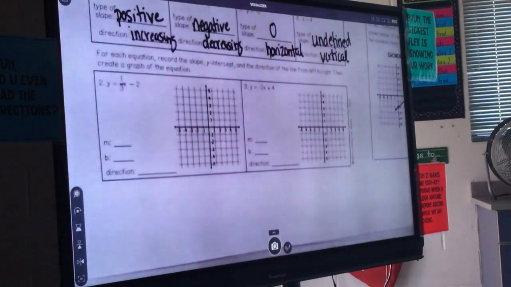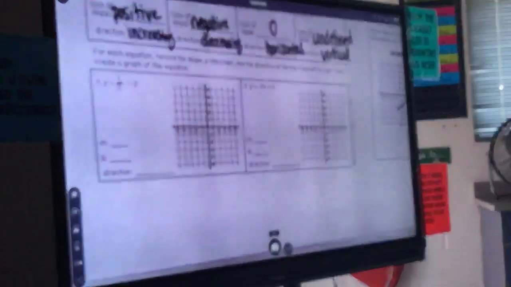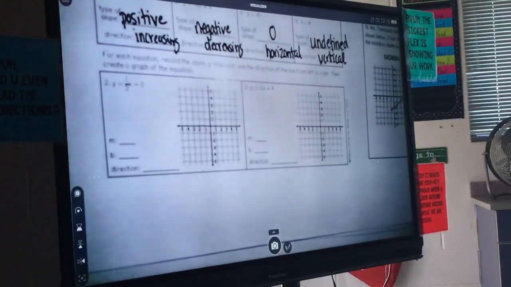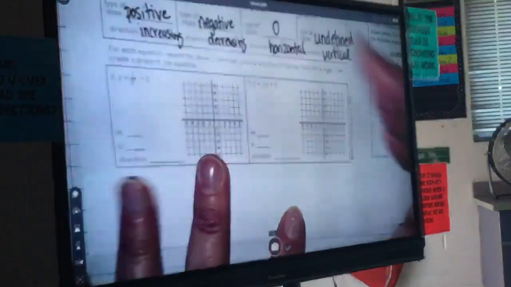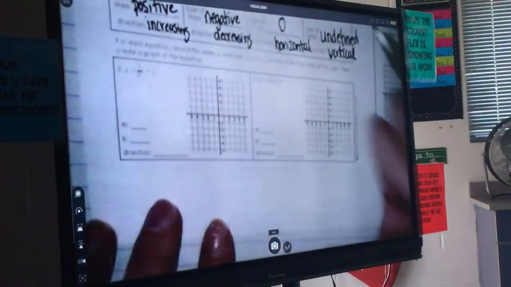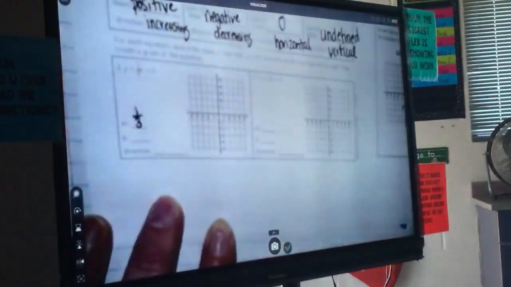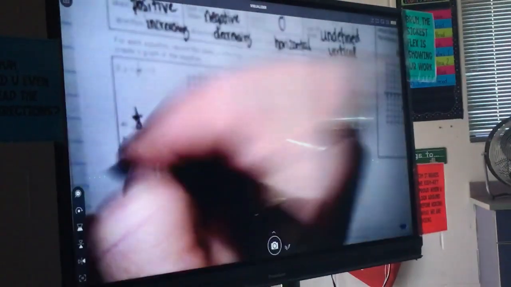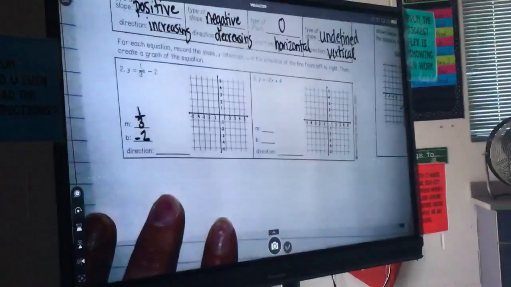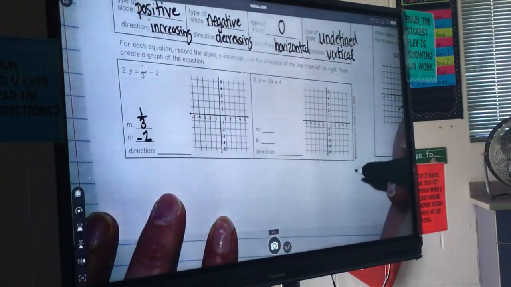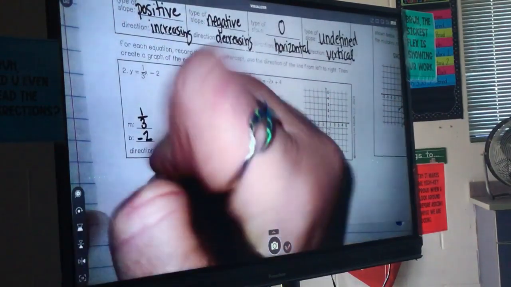All right, for number 2, we are recording the slope, the y-intercept, and the direction of the line from left to right. Then create a graph of the equation. So we're looking at this equation. What is my slope? Raise your hand. Jeffrey. 1/3. What is my y-intercept? -2. And then which direction is it going? Is my slope positive or negative? So then it's increasing.